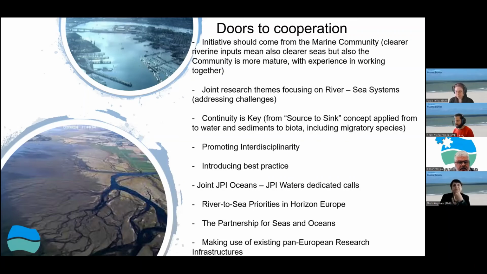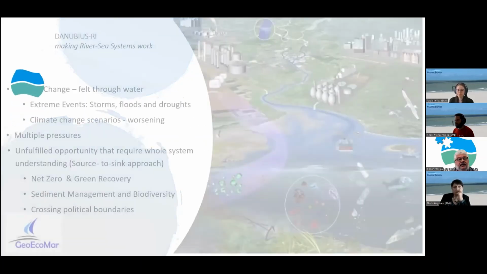This is why we need joint research themes focusing on river-sea systems, looking at these challenges. And I think that the key is continuity. Promote the source-to-sink concept, going from water to sediments and from sediments to biota, promoting interdisciplinarity and introducing best practice. And we have some instruments to do so. There are opportunities if JPI Oceans and JPI Waters decide to work together and launch dedicated calls. They are priorities in Horizon Europe and the Partnership for Seas and Oceans. And last but not least, from my point of view, is the use of existing pan-European research infrastructures.